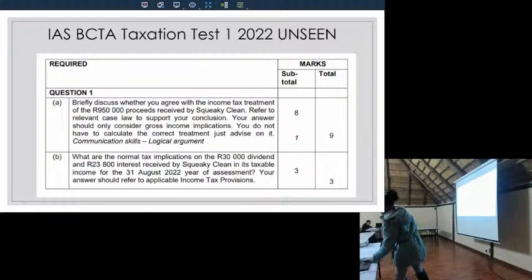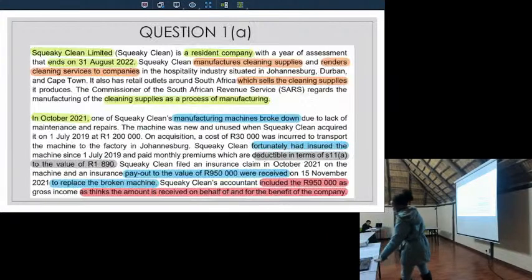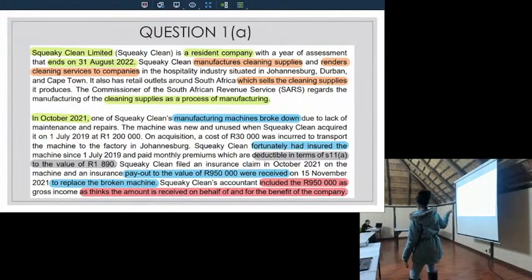Are we good? So let's get into the scenario. So Squeaky Clean Limited, right? We already know that it's a company because it ends with limited, right? Is a resident company. What does that trigger? It's a company that can be taxed on worldwide income, right? So if they receive foreign interest, we include it in their taxable income and account for it accordingly. If there's a special section for it, we also consider it as well.